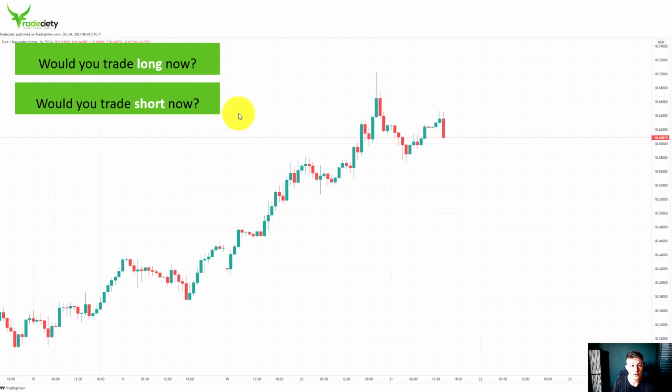Whenever I look at a chart, I always ask myself, do I want to be long here or do I want to be short? And let's take a look at what we see here. We see that the market has been in a very long uptrend. So a lot of trend waves into the uptrending trend direction. So do I want to be long?